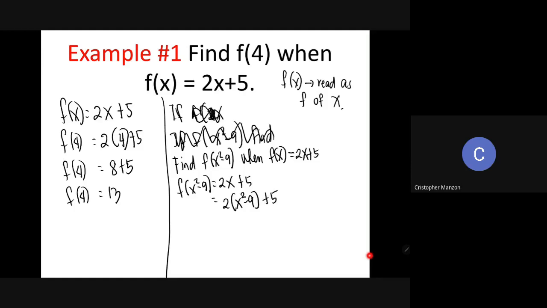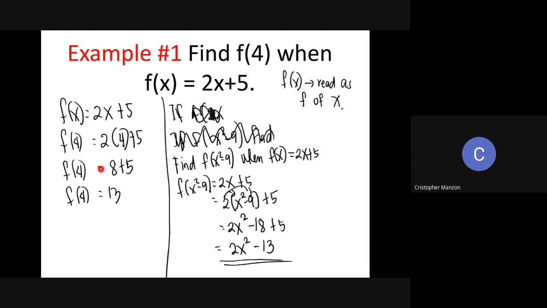Tapos using distributive property, 2 times x squared is equal to 2x squared. 2 times negative 9 is negative 18, and then you copy 5. And then you simplify, since pwede mo pang masimplify dyan ang negative 18 plus 5, ang 2x squared ay wala namang pwedeng ma-combine sa kanya, ibaba mo lang ang 2x squared. Negative 18 plus 5 is negative 13. So, ibig sabihin ngayon, ang f of x squared minus 9 is equal to 2x squared minus 13.